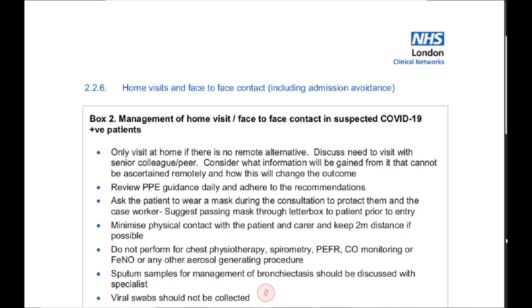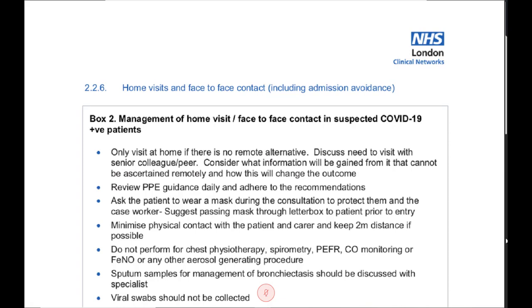We give a little bit of guidance of what to do when you are faced with doing a home visit or a face-to-face consultation. Obviously, if you are dealing with a suspected COVID patient, then you should be wearing PPE. Only do a home visit if there is no other option, as we have said. You should minimize patient contact. Do you really need to listen to the chest? Do you really need to perform spirometry, peak flow, CMR, or any other sort of thing? At this current time, these things are not really necessary. You don't need to take sputum samples. You shouldn't need to collect viral swabs.